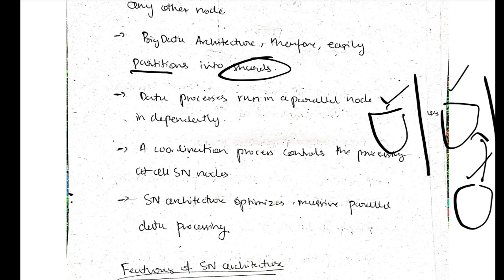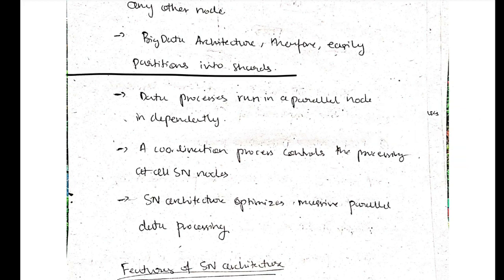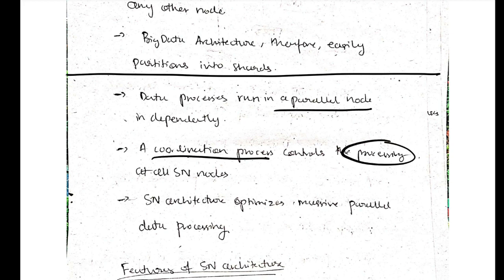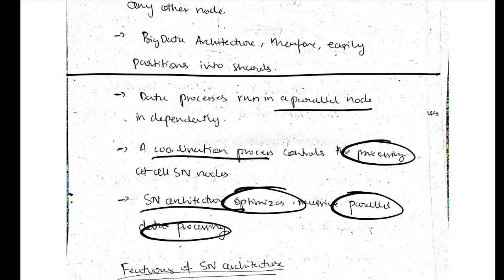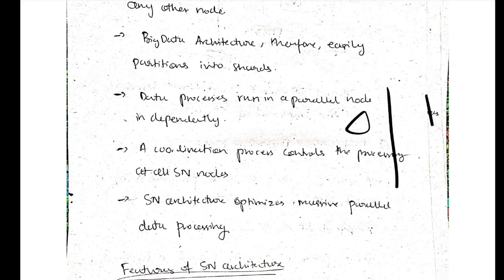It will not care what the others are doing. That's all about the shards. Very important question from exam point of view. It runs parallel nodes, and a coordination process handles the processing. SN architecture optimizes massive parallel data processing. Parallel means what? At the same time it's happening. That is only what parallel is, isn't it? So at the same time it's happening, that's all you have to write in the SN architecture.